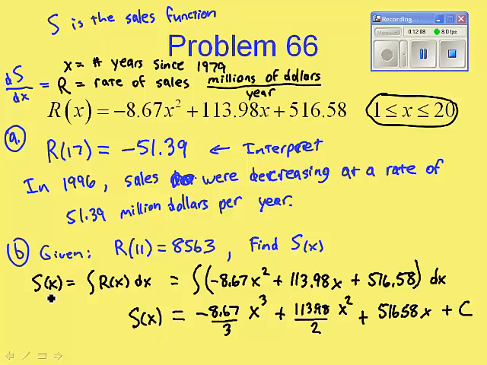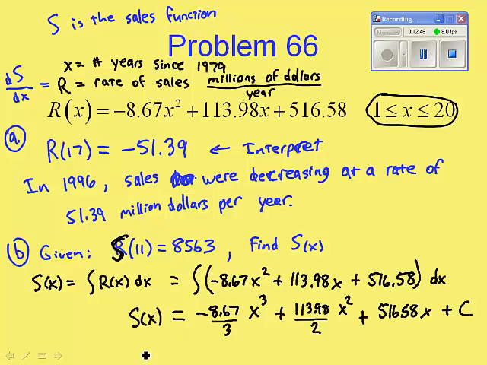Oh, time out one second. I made an error. Do you see it? The given info I wrote here is not right. Can you figure out what I did wrong? It's not a rate in that year that they gave you. They told you the sales. So really they told me that S of 11 is 8563. And that makes a difference.